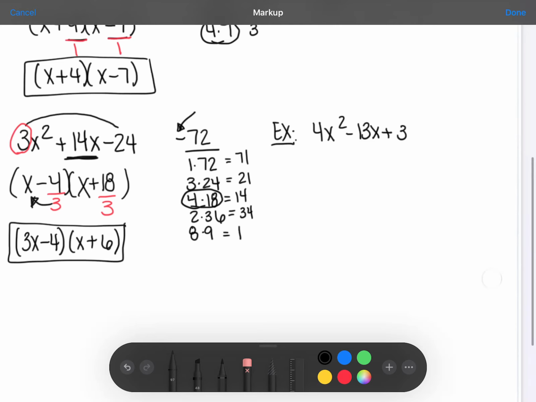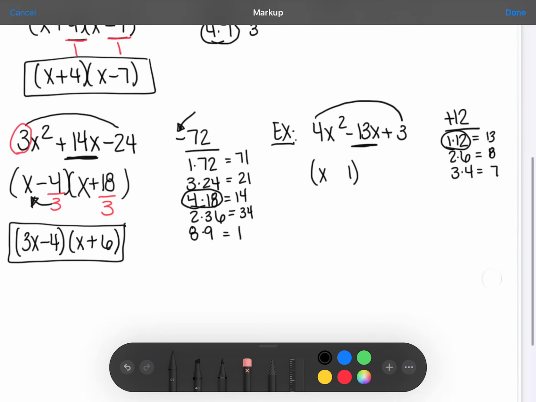All right, multiply the first and the last and you get positive 12. This tells me I'm looking for two numbers that are going to add to give me 13. So I got 1 and 12, 2 and 6, 3 and 4. When I add, I get 13, I get 8, and I get 7. What am I looking for? A 13. So 1 and 12 are my winning numbers.